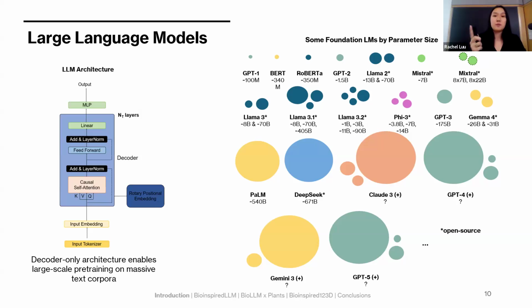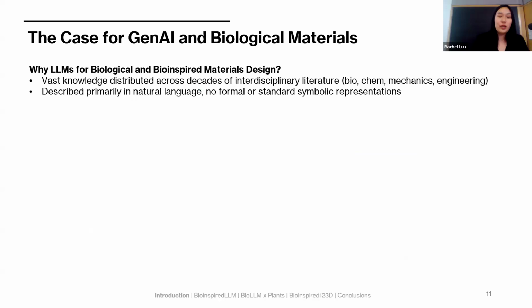And so, okay, talked about bio, talked about Gen AI. Why exactly do these two make sense? And I think there's two really strong reasons for this. The first one being that there's a vast amount of knowledge already. I've already said this.